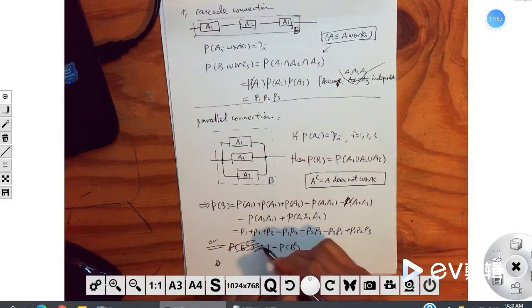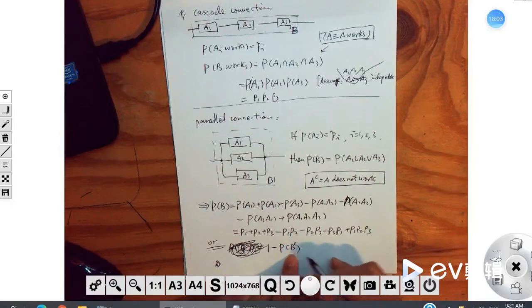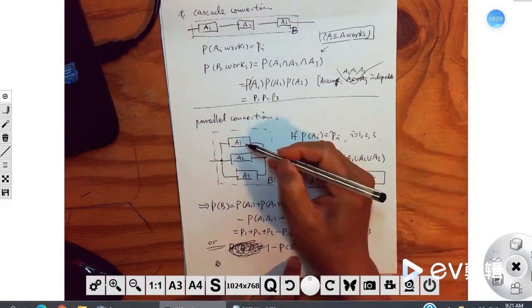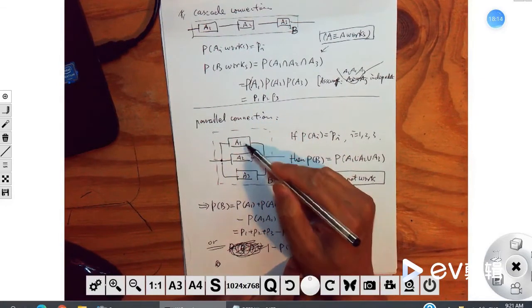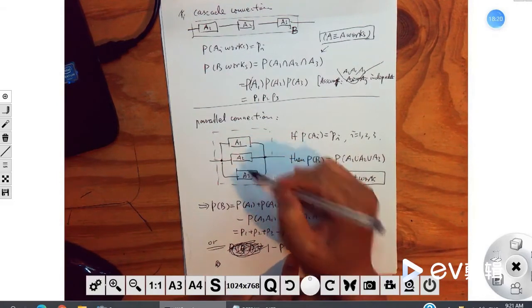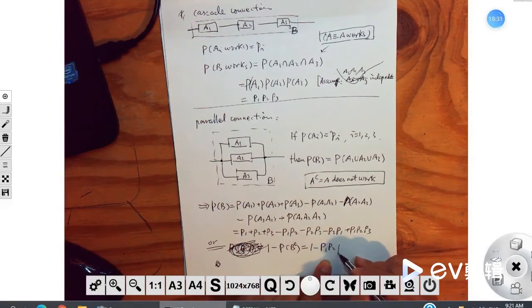Alright, now it works. I'm sorry, that's wrong. This is 1 minus this one. And then what is this one? This one doesn't work. Now if any one of them works, then B works. Only when all of them do not work, you have this B complement. So this equals 1 minus P1 times P2 times P3. That's it. This is quite simple, right?